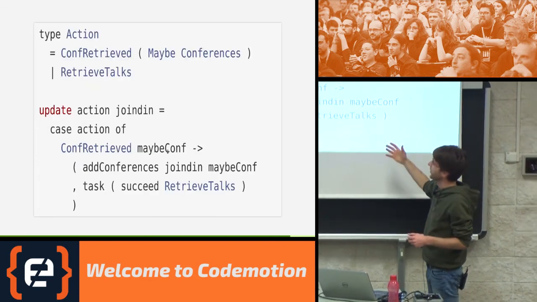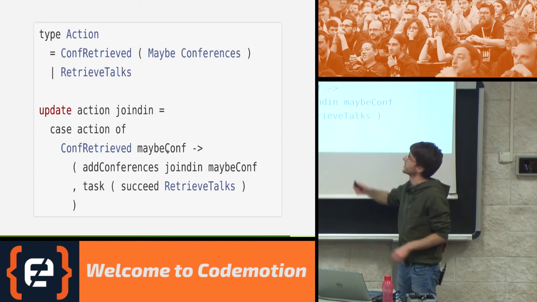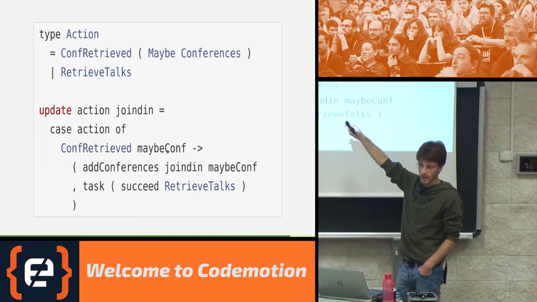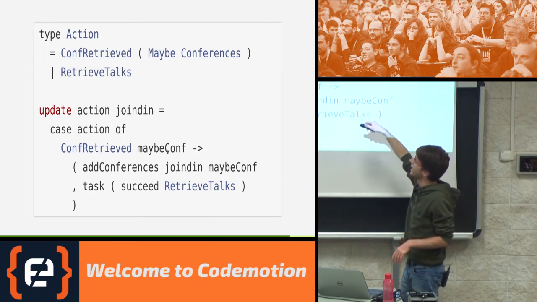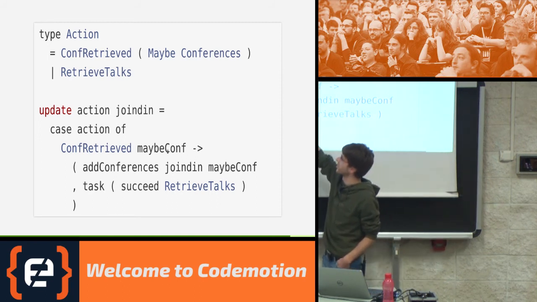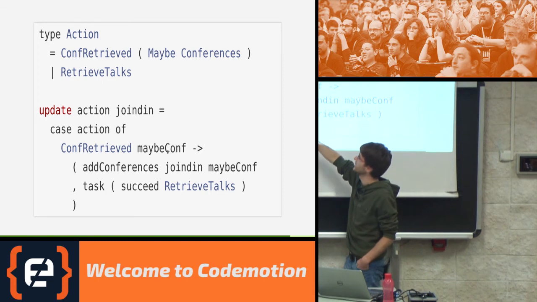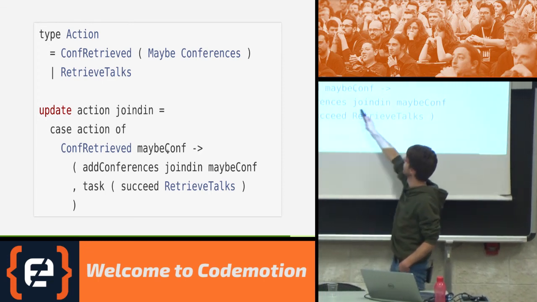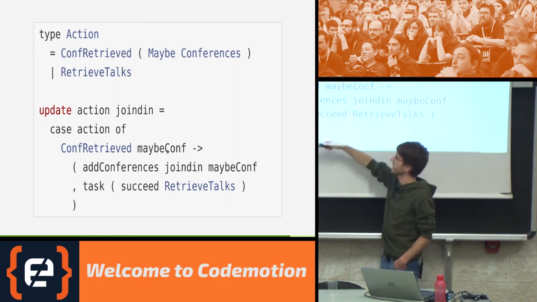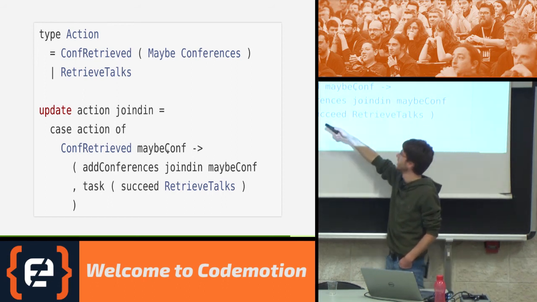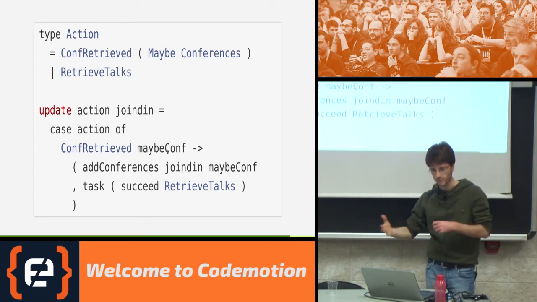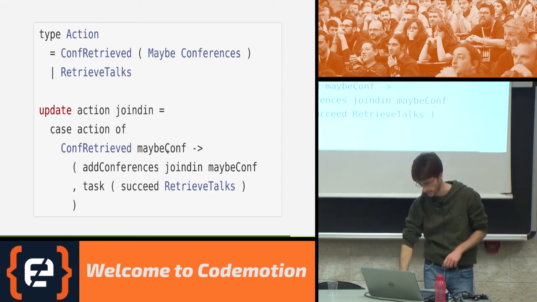So in our practical application, let's see, we now have two actions. The first says, okay, we retrieved a list of conferences. And whenever we retrieve that list of conferences, the update function will handle the conferences retrieved action, we just add those conferences to our model, and we say, okay, the next thing you need to do is perform this other task. So we're just receiving one task, and we say, okay, next thing you need to do.